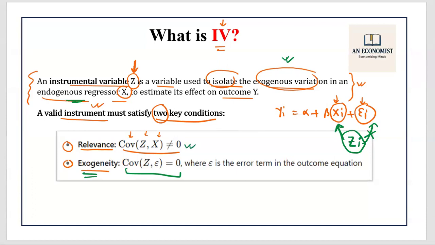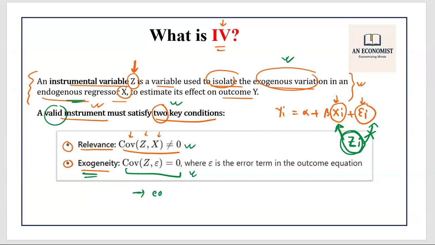So if these two conditions are satisfied, then we will say that z is an appropriate instrument that can be incorporated into the model, right? These are the two key conditions, and they have to be satisfied. Only if these two conditions are satisfied can we say that Zi is a valid instrument to be incorporated into the model. Now, understand one thing, Zi is not correlated with epsilon i.